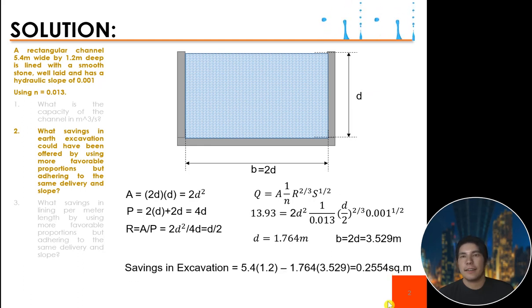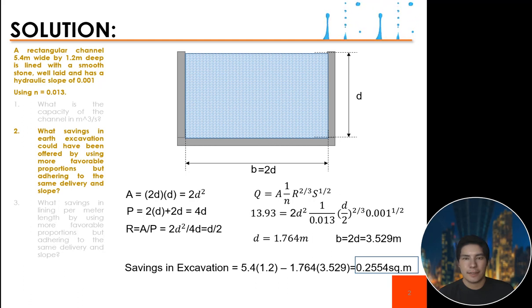So, ngayon, yung savings nung excavation mo is you have 5.4 multiplied by 1.2. Ito yung sa original, no? 'Di ba? Meron kang 5.4 and 1.2. Ngayon, i-deduct natin yung sa most economical section which is 3.529 and 1.764. So, meron kang 0.2554 square meter na savings sa excavation per 1 meter length, no? Per 1 meter length, 'di ba? So, imagine if you multiply it by 10 kilometers. Dako jud savings, no?